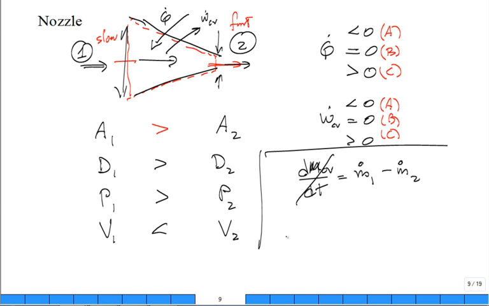So this is 0. What does that say about the mass flow rate in compared to the mass flow rate out? They're the same, and so we drop the subscripts. We just talk about the mass flow rate. 5 kilograms per second come in, 5 kilograms per second go out. We're done with conservation of mass.